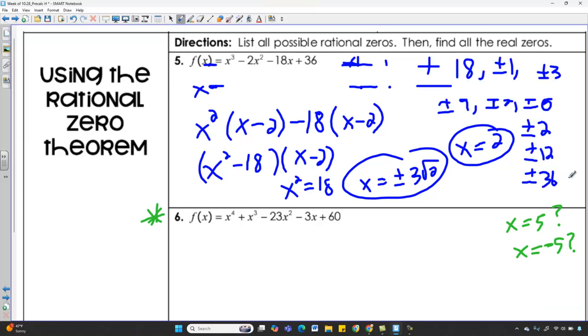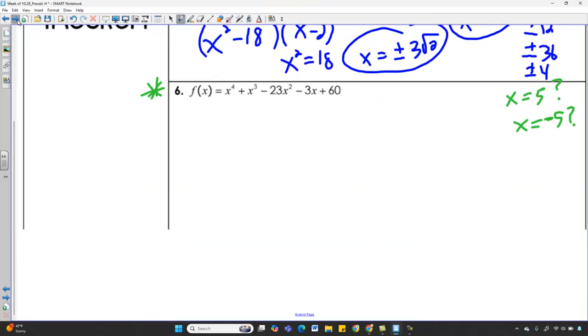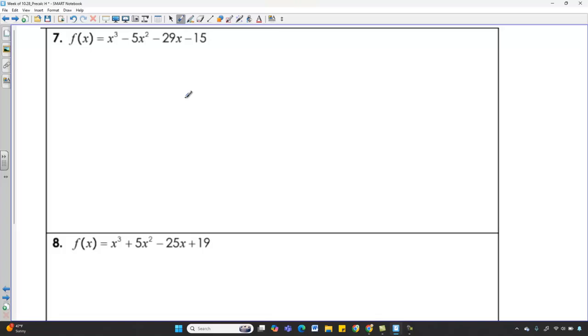Okay, 36. So 36 times 1, 18 times 2, 12 times 3, 9 times 4, and then 6 times 6. I think I've covered most of them. So now I've kind of covered my bases, although it wasn't exactly what they were trying to get us to do. They're getting us to try to use the rational root theorem rather than try to factor. So with either of these, we should be able to use the rational root theorem to get there.